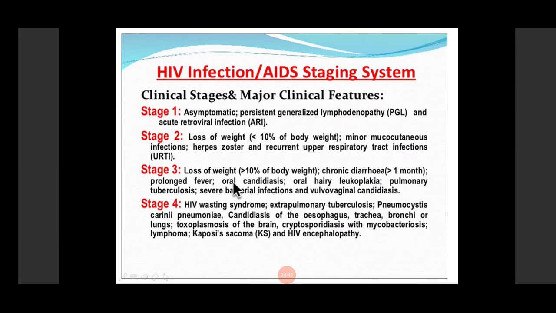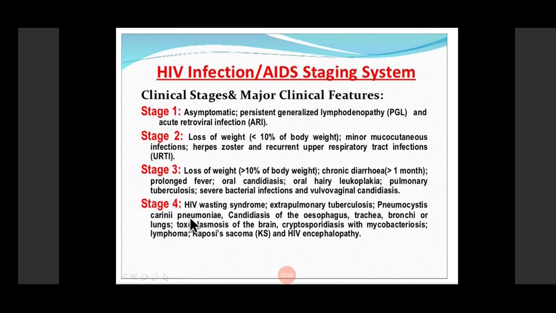Normally, in an immunocompetent patient, oral candidiasis is not very common. Sometimes if the patient presents with severe oral candidiasis or oropharyngeal candidiasis, then we actually ask the patient to get an HIV test done. Okay. So oral candidiasis, oral hairy leukoplakia, pulmonary tuberculosis, or even severe bacterial infection, or vulvovaginal candidiasis. All these are the constitutional symptoms of HIV.